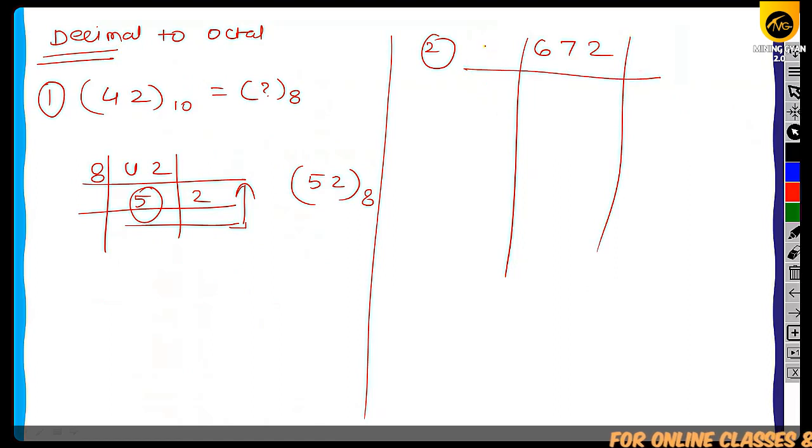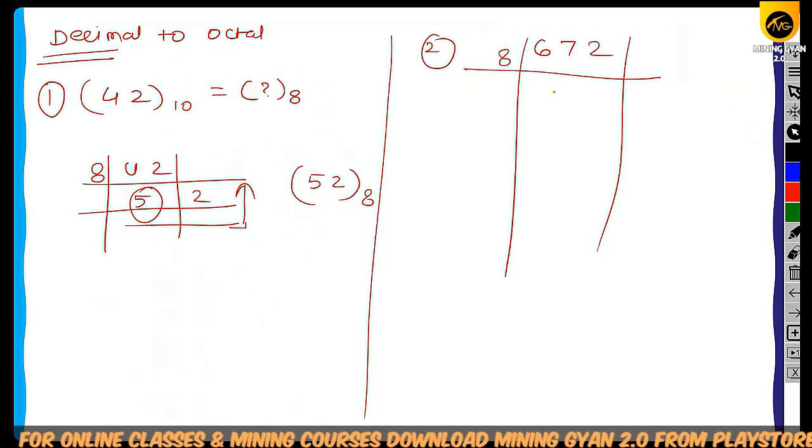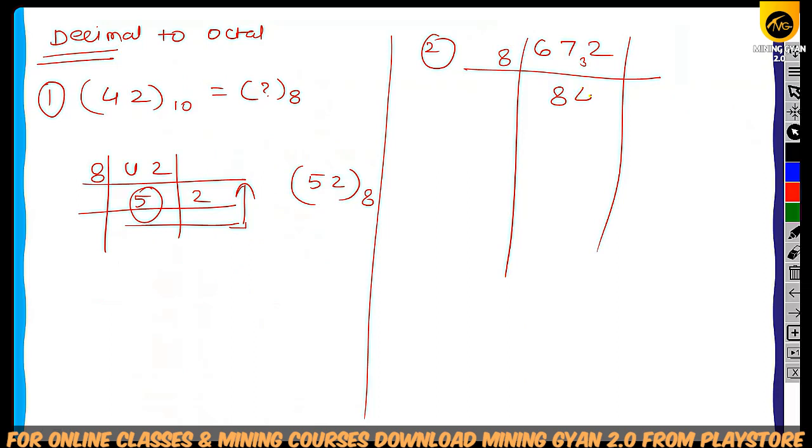Now suppose we have to convert the decimal number 672 into an octal number. Again we take 8 as the divisor. 8 times 8 is 64, so 3 is the remainder. Now 8 times 4 is 32, and there is no remainder left, so it's a 0.